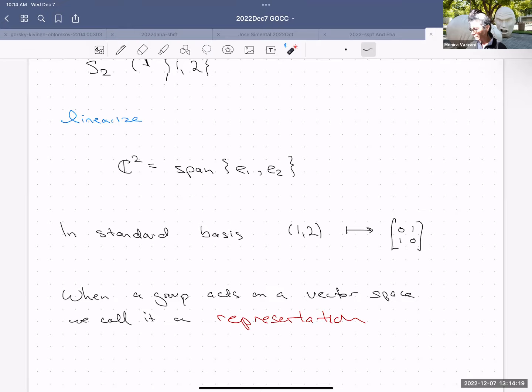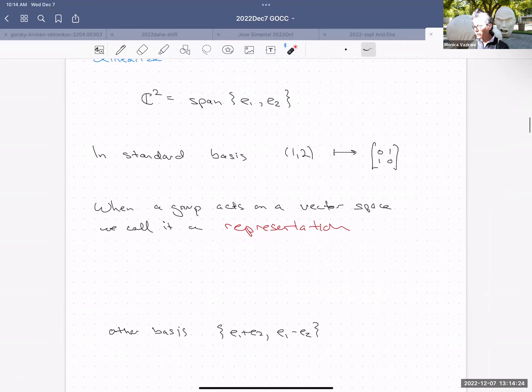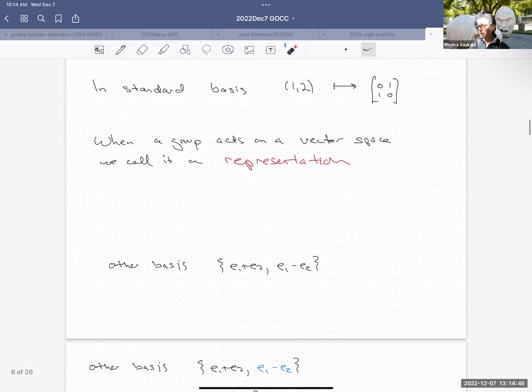Okay, so one nice thing that you can do with vector spaces that you couldn't necessarily do with sets is we can take a different basis. So I'm going to take this basis, e1 plus e2 and e1 minus e2. I'm going to veer away from the standard basis and say, why would I want to do that? What'll happen? Well, let's work with this other basis and figure out what (1 2) is doing.